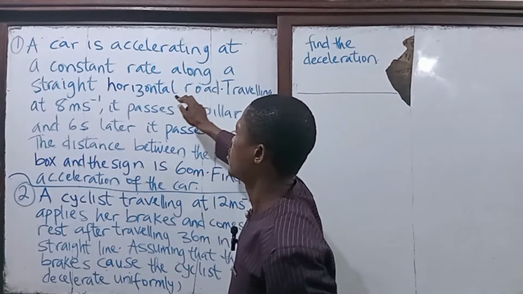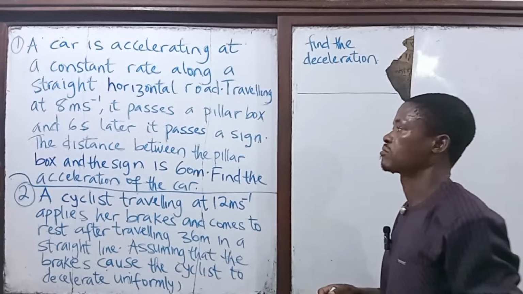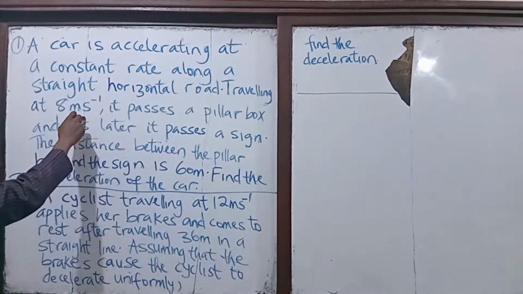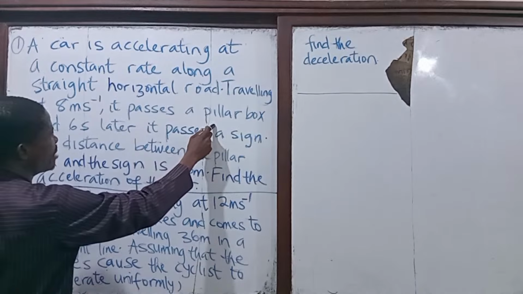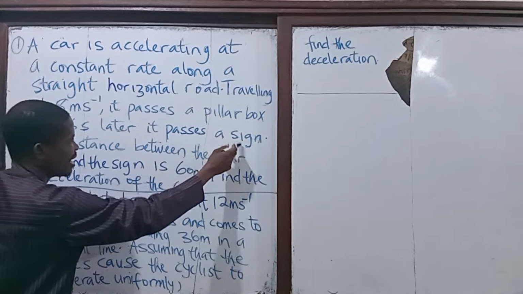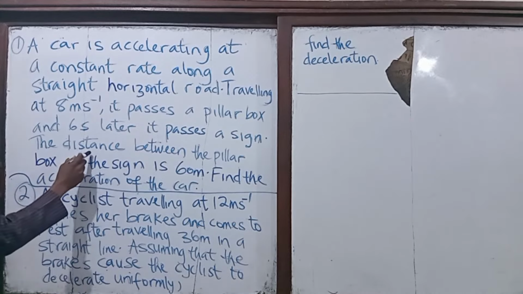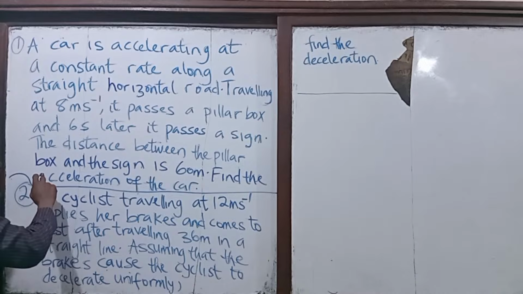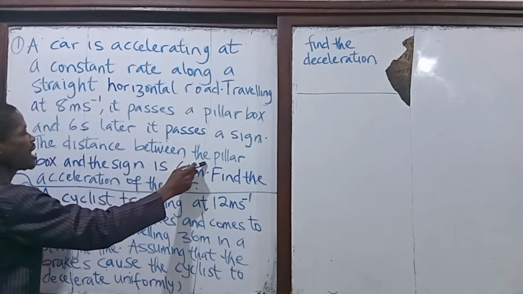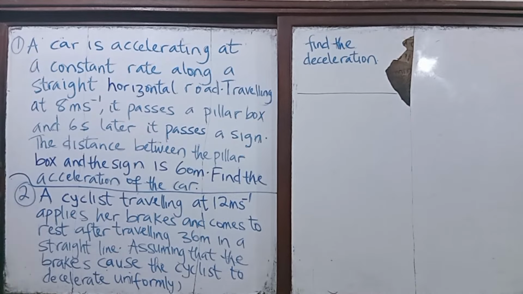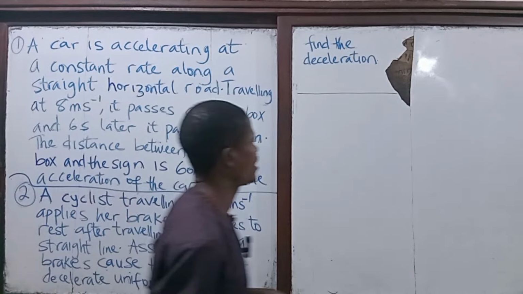A car on a straight horizontal road is traveling at 8 meters per second. It passes a pillar box, and 6 seconds later it passes a sign. The distance between the pillar box and the sign is 60 meters. Find the acceleration of the car.